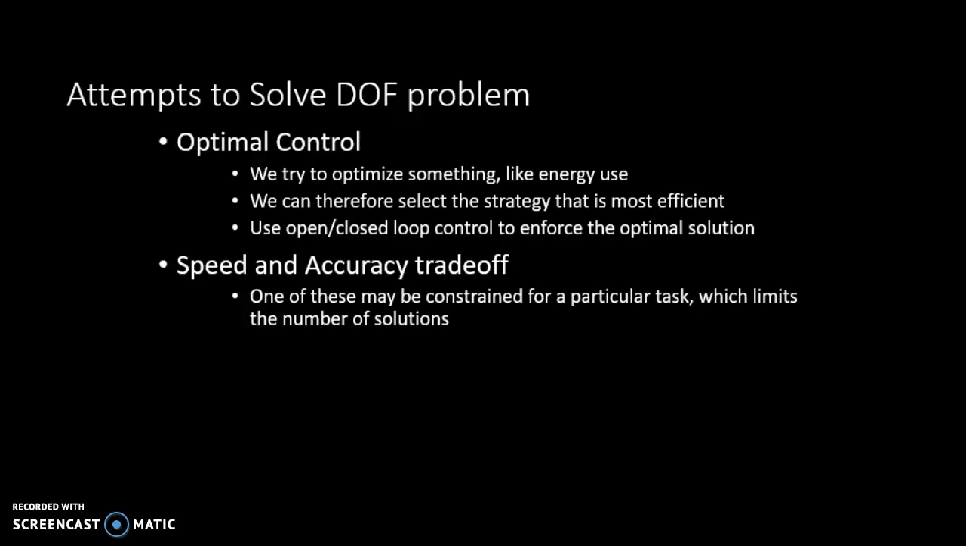Then there's the speed accuracy trade-off. Typically what we see is that if we want accuracy to improve, the speed of a movement decreases. If we speed up a movement, typically accuracy decreases. So one of these may be constrained for a particular task we're trying to perform, which really limits the number of solutions that we can pick.